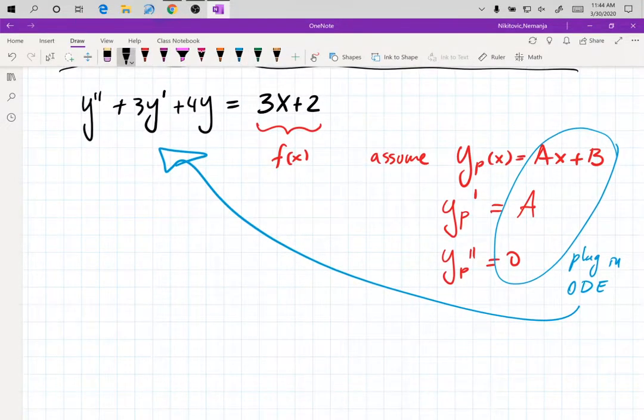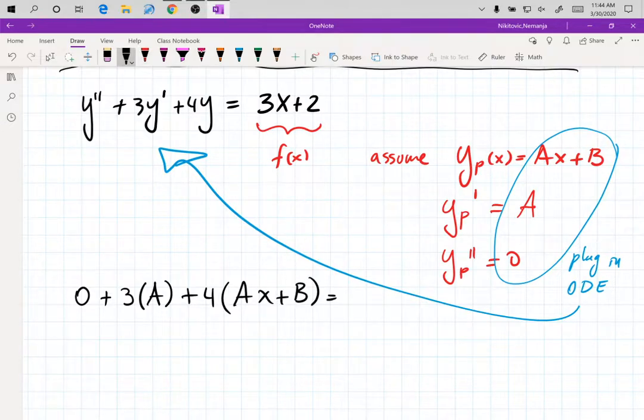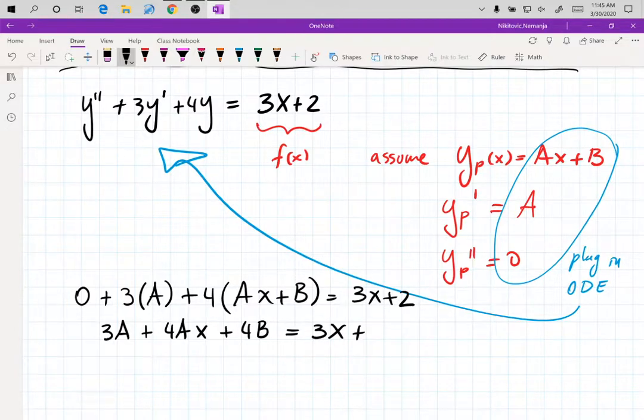So what do we get? Instead of y double prime, we have a big fat 0, right? Plus 3 times, instead of y prime, we have a. Plus 4 times, instead of y, we have ax plus b. And that's equal to 3x plus 2. So we have 3a plus 4ax plus 4b equals 3x plus 2.